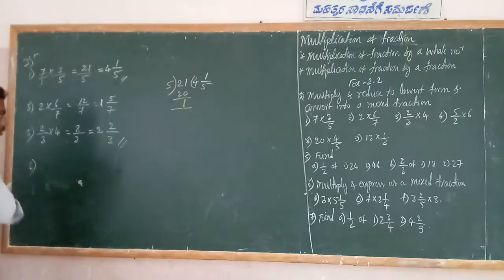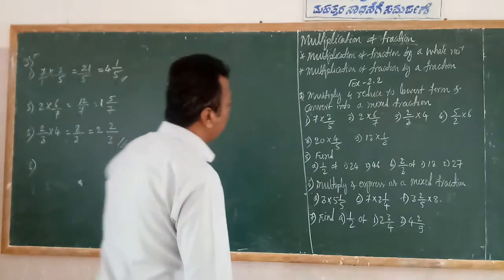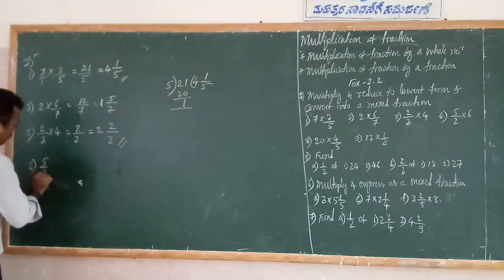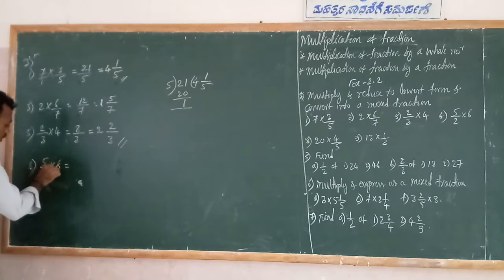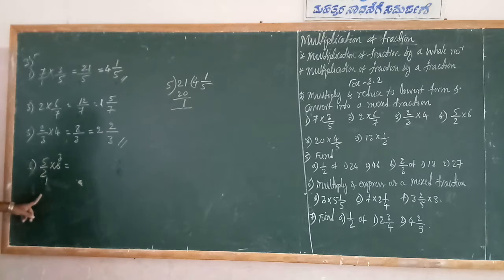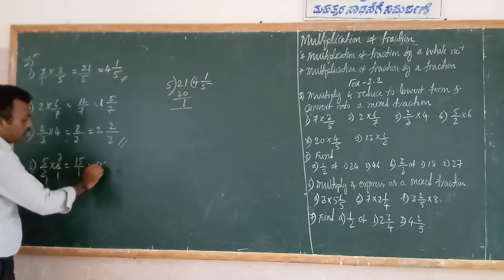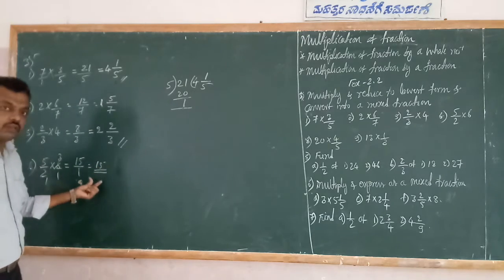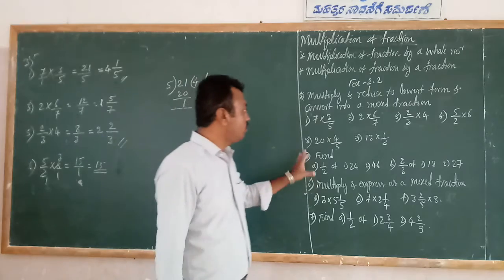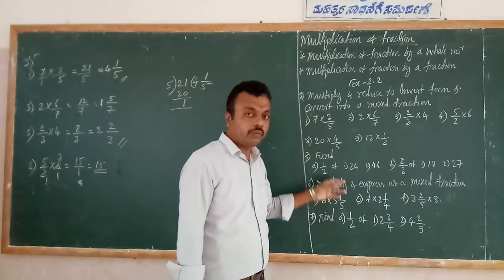Last one. So what is that? 5 by 2 into 6. 2 and 6 is going, that's why I will divide it. 2 ones are 2, 2 3s are 6. Here 3 and 4 is there, but it is not divided by the same number. But here these two numbers are divided by the same number. So what is the remaining here? 1 is there. 5 into 3 how much? 15. 15 by 1 is what? 15 only. So it cannot convert into the mixed form. It is only a whole number. Understood? The 8th and 9th, the remaining questions, you have to solve at home.